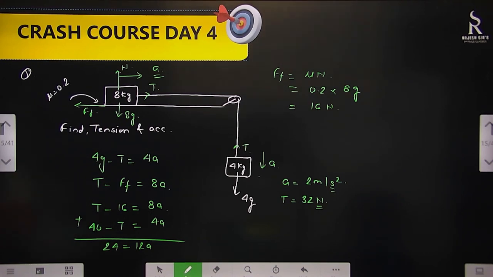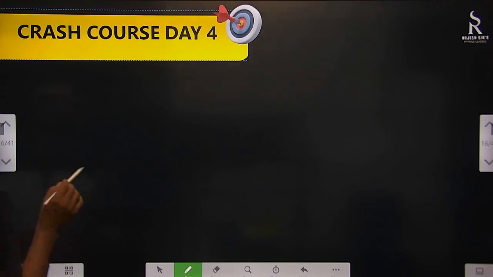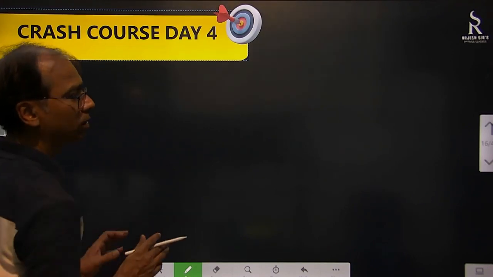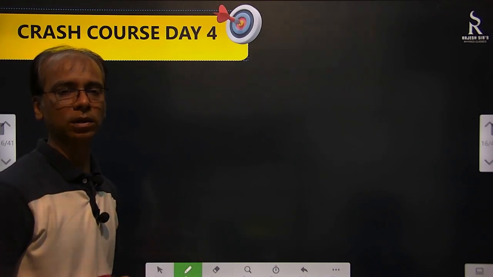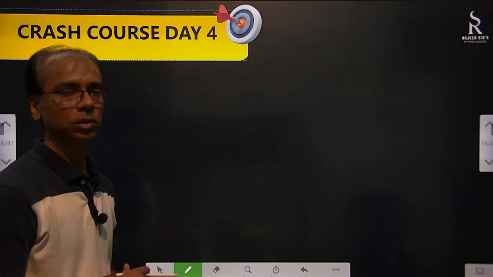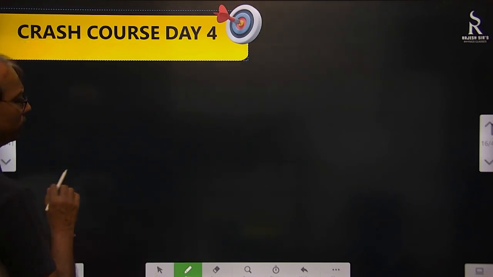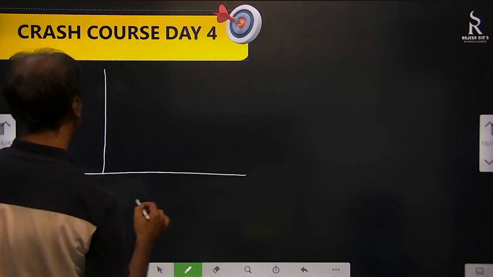Now what? We will see friction in circular motion. Okay, friction in circular motion. But before friction in circular motion, let's discuss that a cyclist is going to take a turn. So how much angle will it turn? Okay, you must be knowing the formula only. I am talking more.